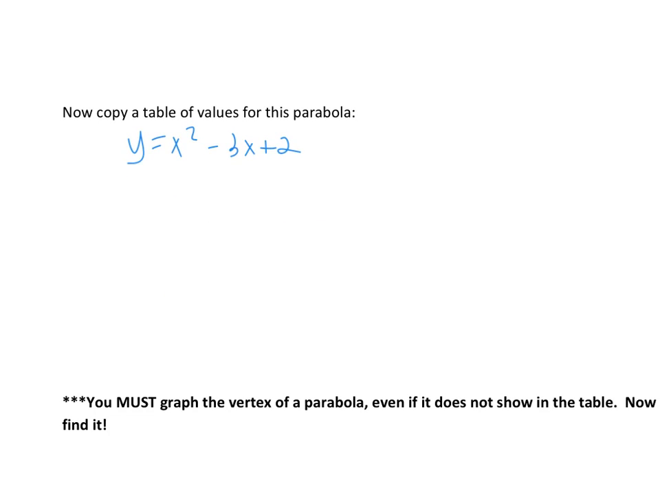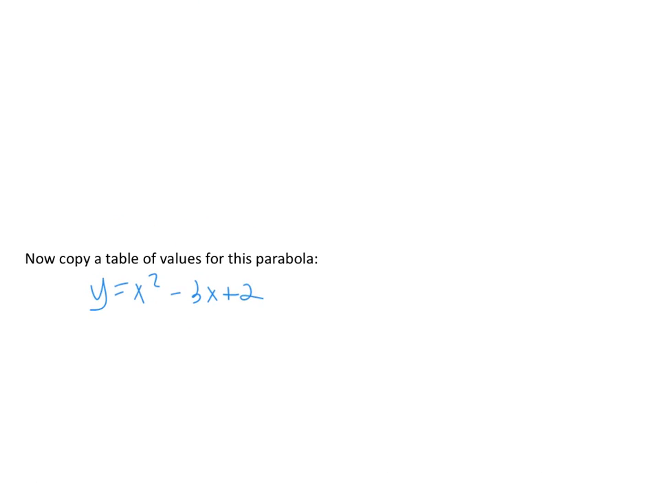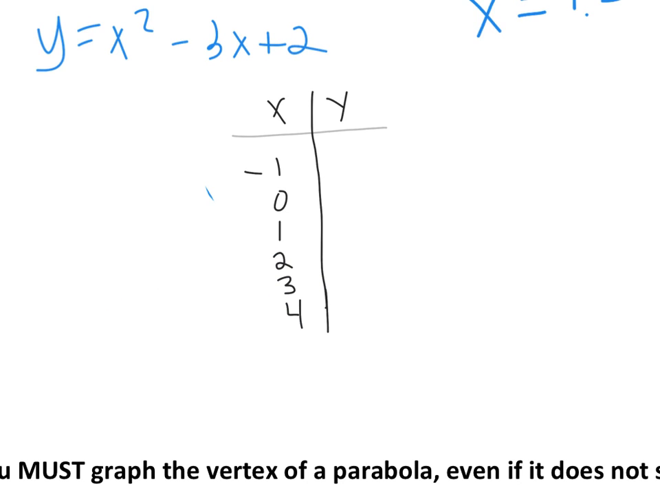So for our table of values, we know that our axis of symmetry is at x equals 1.5. So when we do our table of values, we want the values around 1.5. So I'm going to draw my table of values, and it's not going to be perfect. You want the numbers near positive 1.5, so I basically just choose 3 numbers above and 3 numbers below.